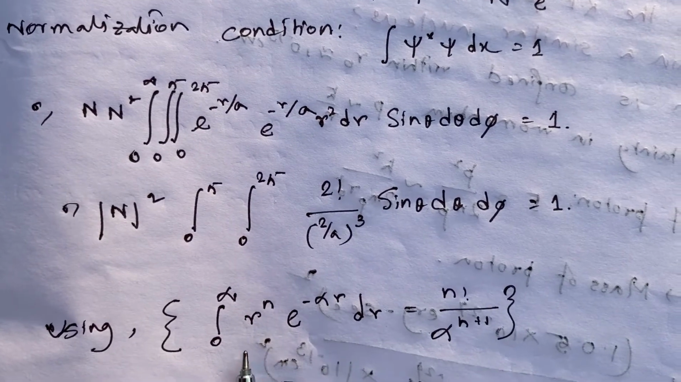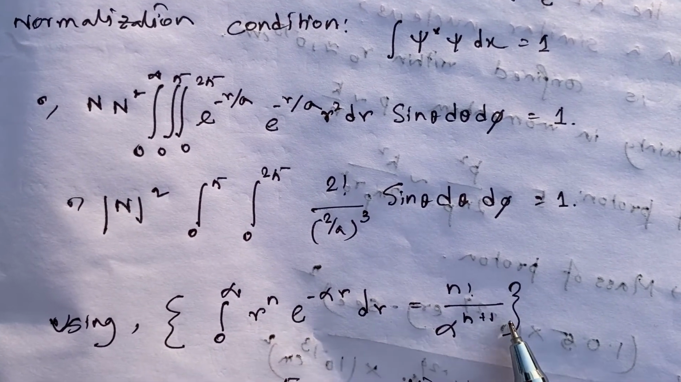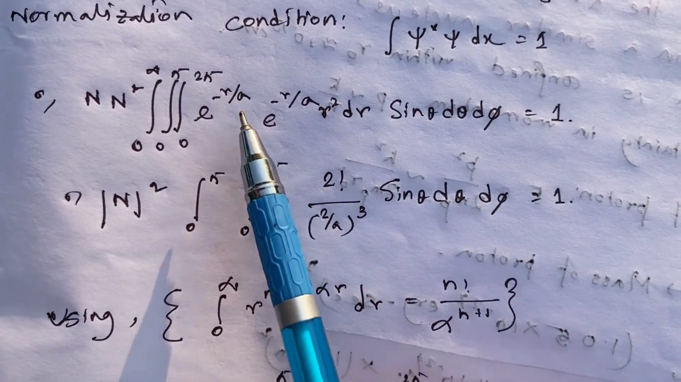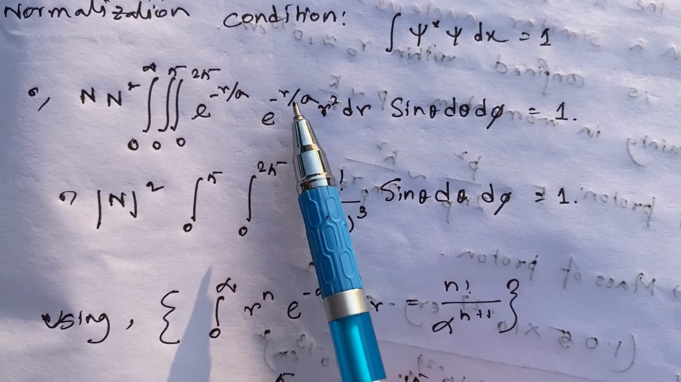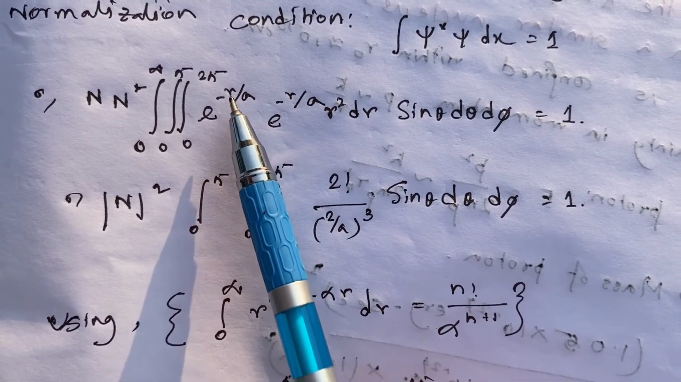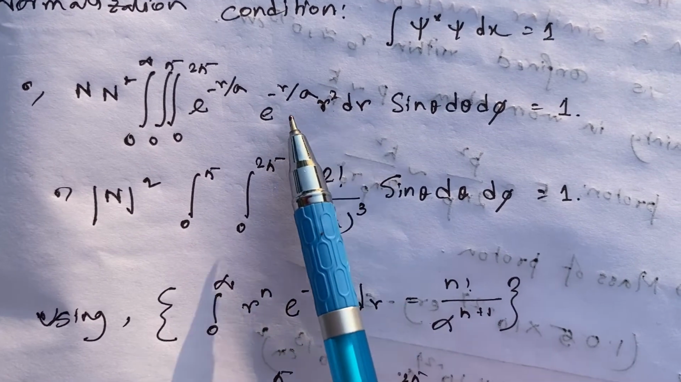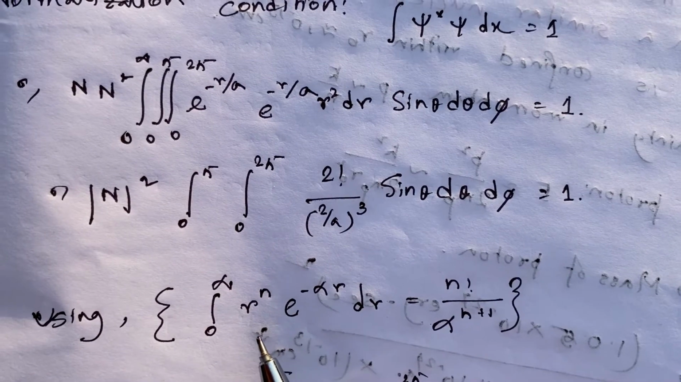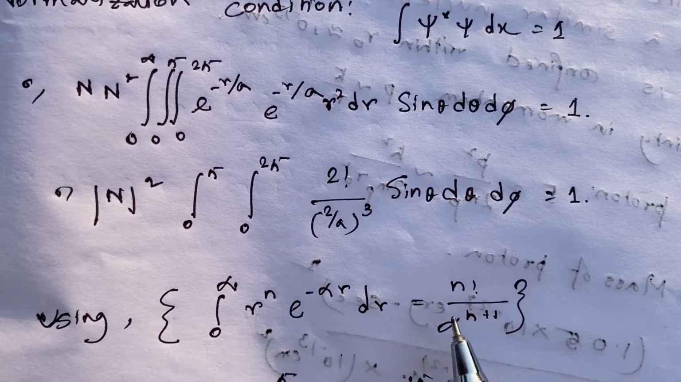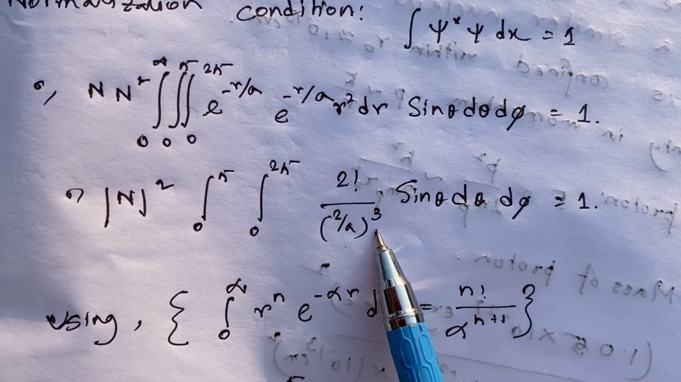We are using this relation, and from these two terms, e to the power minus r by a and e to the power minus r by a, this is e to the power minus 2r by a, and we have r squared dr with a limit of integration 0 to infinity. And if we apply this formula over here, we'll find 2 factorial by (2 by a) whole cube.